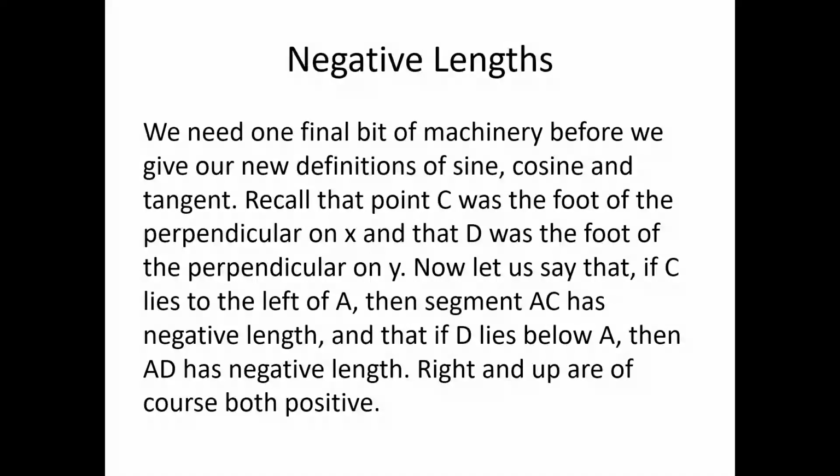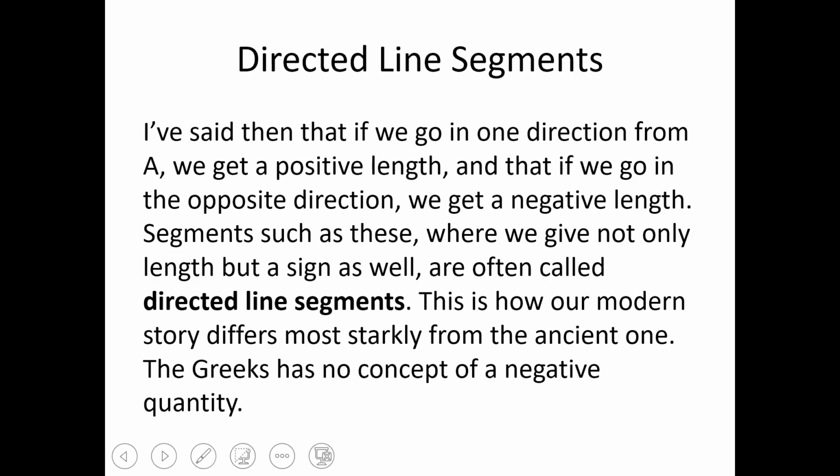How do we get negatives? Well, recall that C was the foot of the perpendicular on X, and D was the foot of the perpendicular on Y. Now let's say that if C is to the left of A, then segment AC has negative length. And if D lies below A, then AD has negative length. That is, left and down are negative. Left on X is negative. Down on Y is negative. And right and up are positive. So that's how we introduce negative quantities into the story.